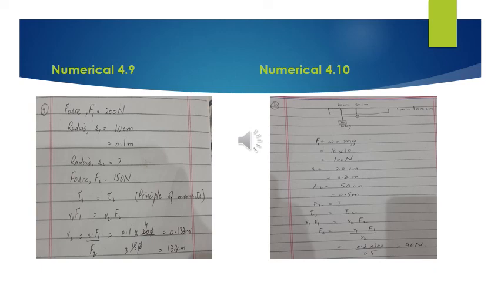If the radius becomes 50 centimeter, 0.5 meter, what would be the force? Applying the same condition, principle of moments, torque 1 is equal to torque 2. We can calculate F2, which is equal to 40 Newton.